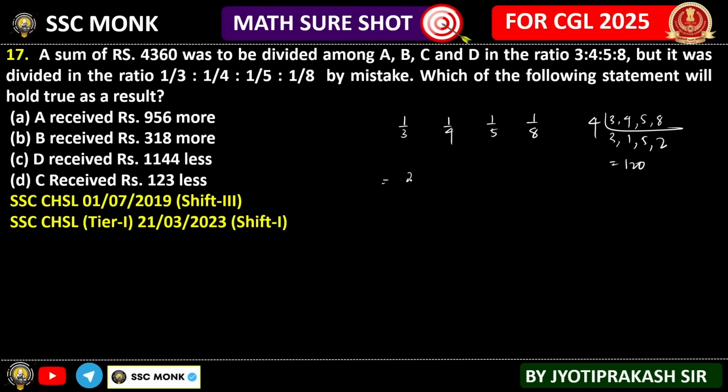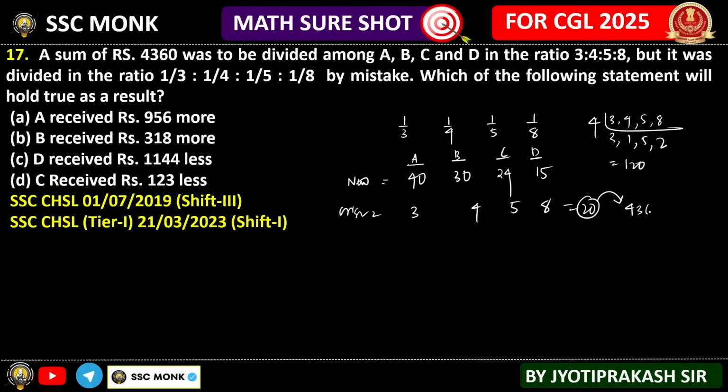120 into 3 is equal to 40. 120 into 4 is equal to 30. 120 into 5 is equal to 24. 120 into 8 is equal to 15. Sorted? Yes. So 4360 is now divided in this ratio. This is new; the original was 3, 4, 5, 8. 3 plus 4 is 7, plus 5 is 12, plus 8 is equal to 20. This much part is equal to 4360.